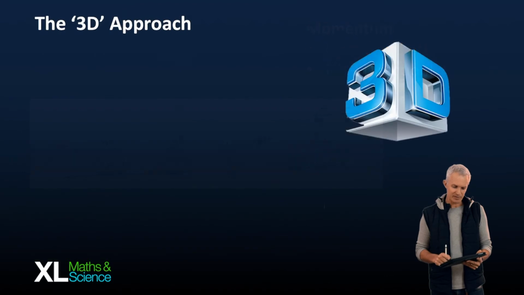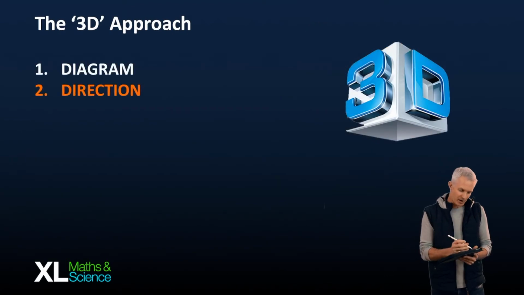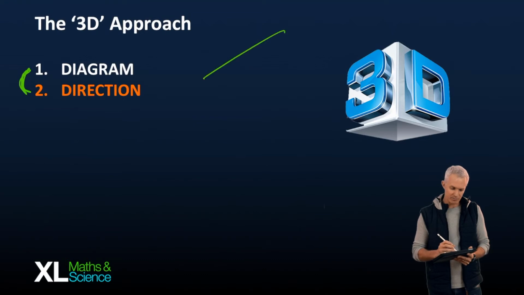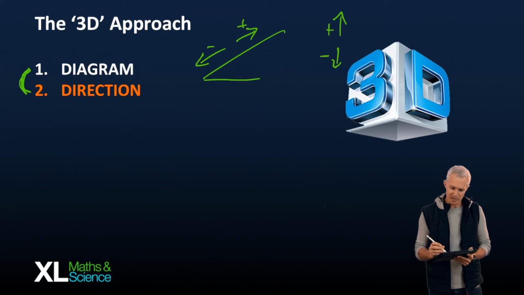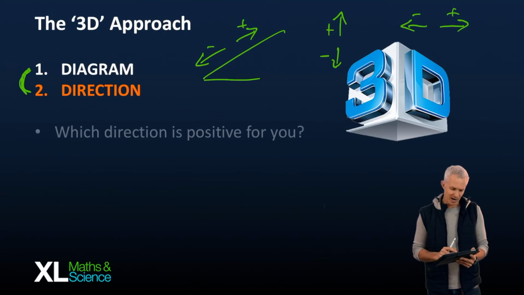And that leads us on beautifully to the second D in the whole thing, which is direction. Let your diagram and direction be connected in your brain. Whenever you draw a diagram, always think, which way is plus and minus? Is it up the slope and down the slope? Is it up and down for a gravity question? Is it left and right? Whatever it might be, just always write down which way is plus and which way is minus.